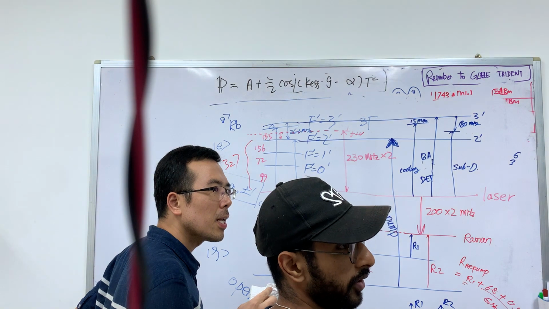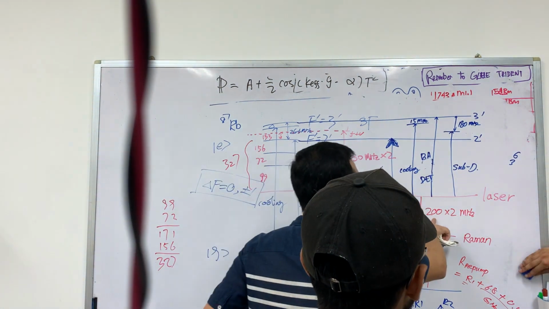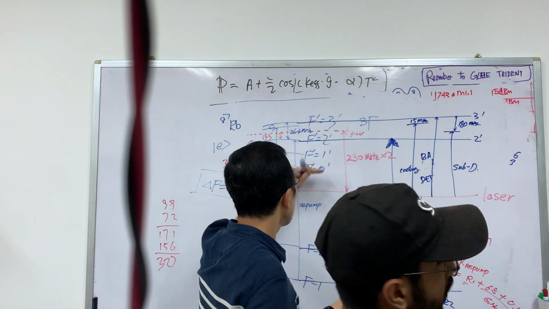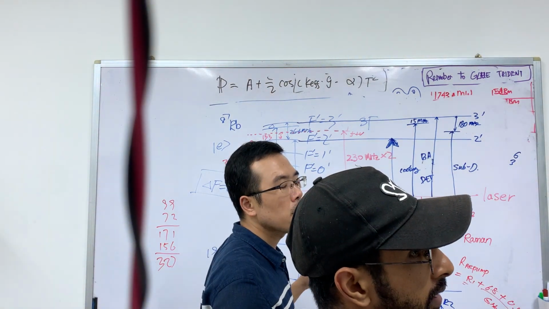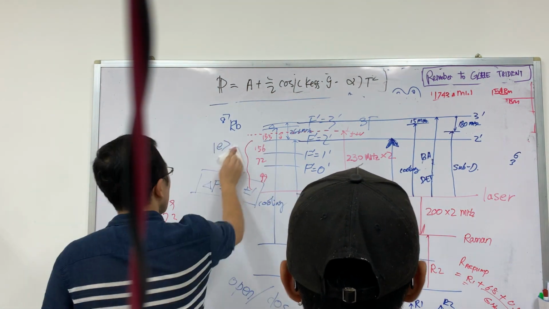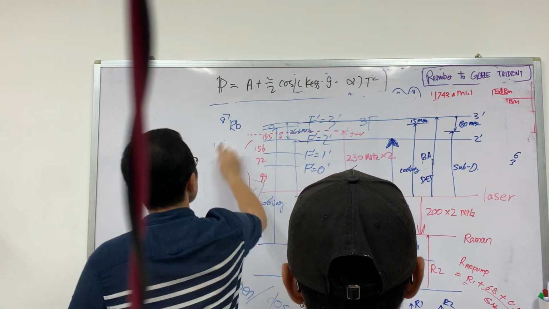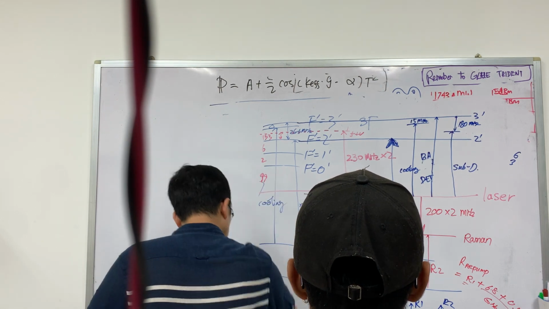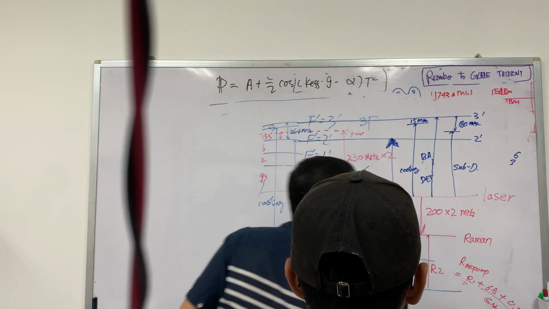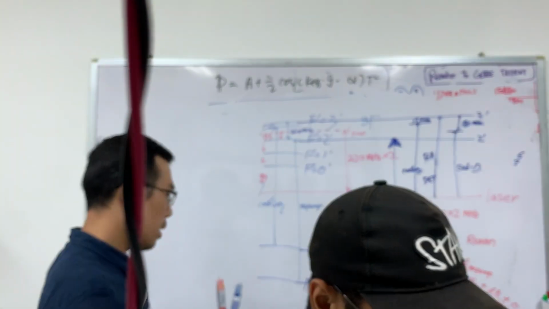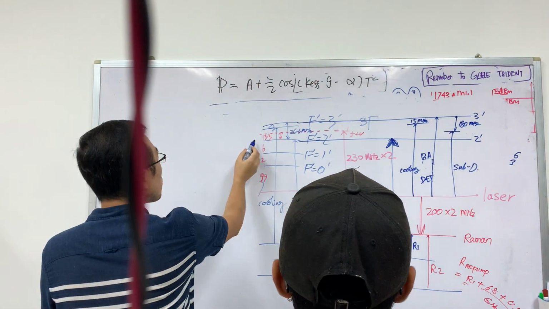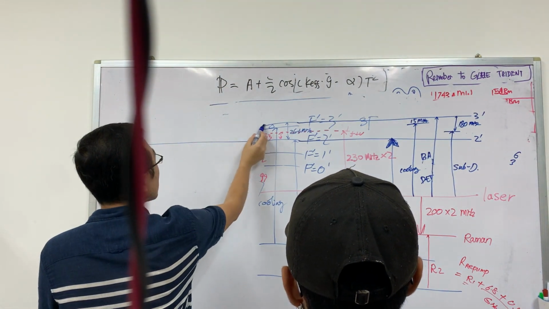What is your Raman? 200 megahertz is to bring the Raman beam 500 megahertz away from the excited state. Because before, let me do it here. This is the locking, the AOM 2, DDS 2. Okay. Before, what we have is this.